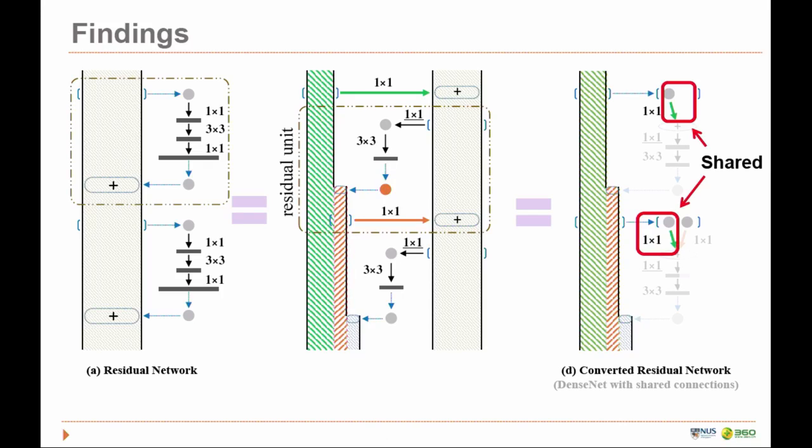We found that given a residual network, one can convert it into a densely connected network. And the difference between this converted residual network and the vanilla densely connected network is that those highlighted parts are shared across layers. And since the input of those highlighted parts is actually the same across layers, the residual network is actually extracting exactly the same kind of features across the layers.